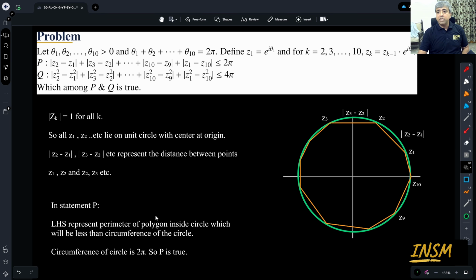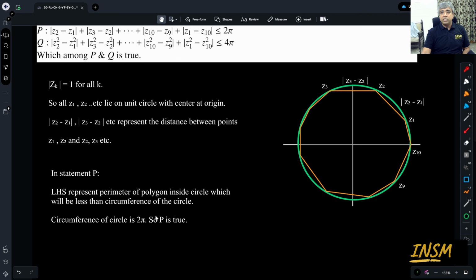So the perimeter of this polygon will always be less than the circumference of this circle. In statement P, the left-hand side represents the perimeter of this polygon, and it lies inside this unit circle. The circle is the circumcircle of this polygon, so its perimeter would be less than the circumference of this circle. The circumference is 2 pi r, and r here is 1, so its circumference is 2 pi. So this will be less than 2 pi, so P is true.